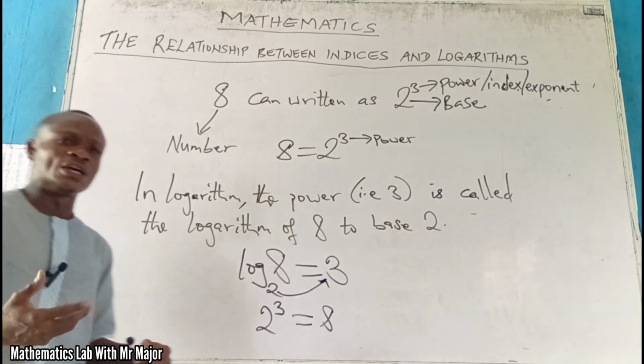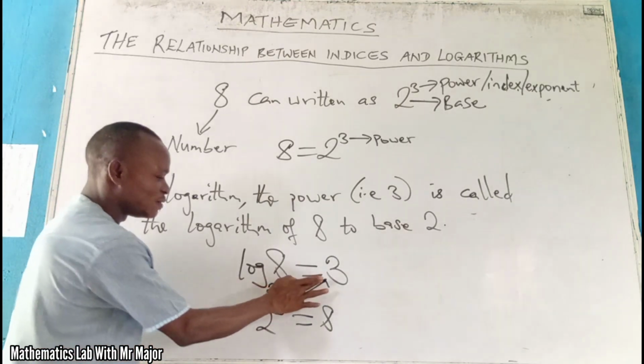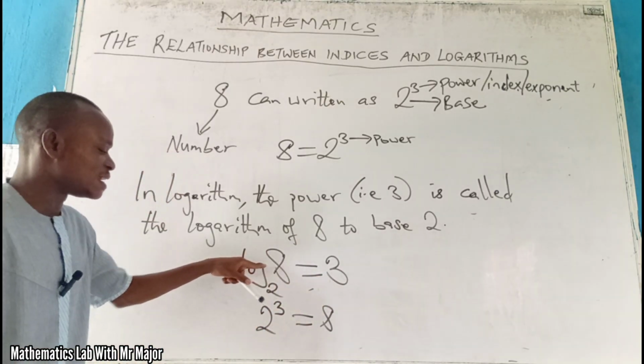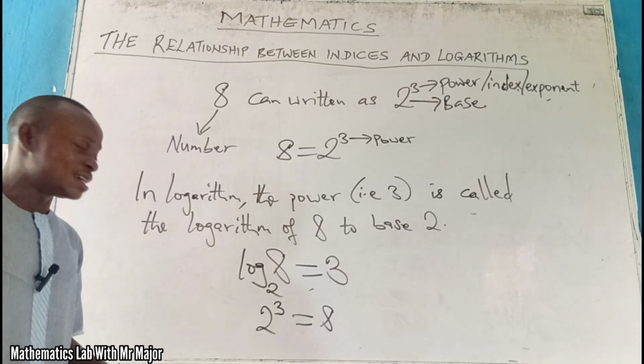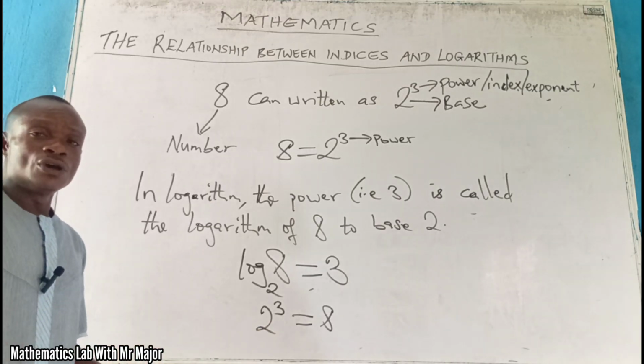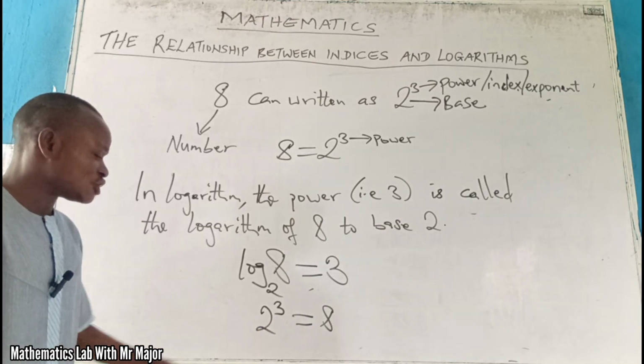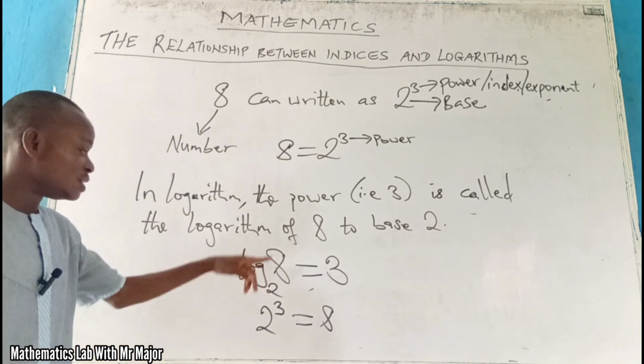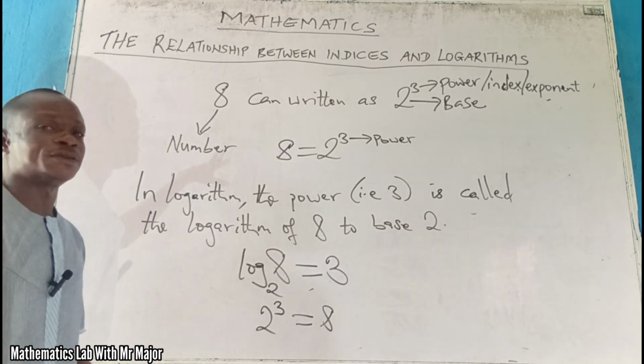We can be given an expression that is written in logarithm form like this, and you will be asked to write it in index form. This becomes the answer. You can also be given an expression in index form, and you will be required to write it in logarithm form.